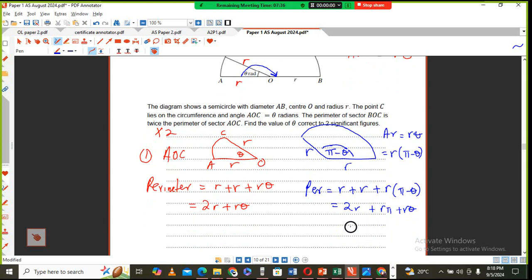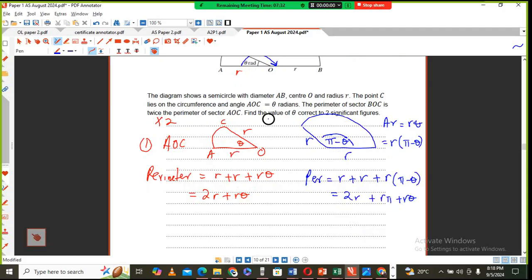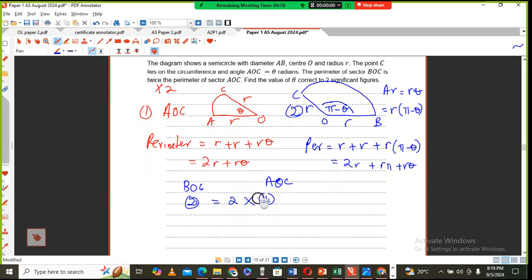So what are they saying? They are saying the perimeter, this one is BOC. So this is BOC. The perimeter of BOC, that one, the second one, are we together? Is equal to 2 times the perimeter of AOC. So these numbers that I'm putting there are just used to refer to those two things. So you then take the perimeter of BOC, which is this one over here.